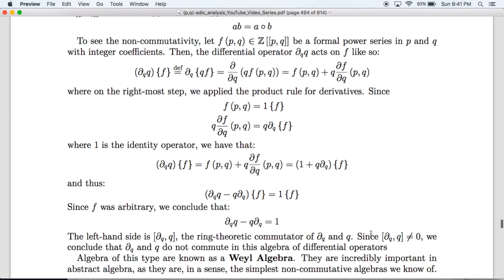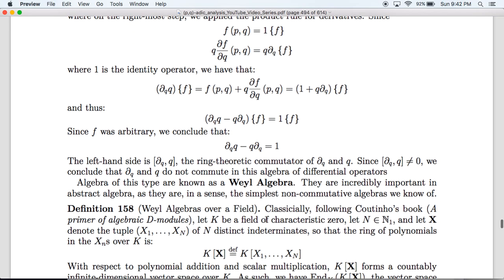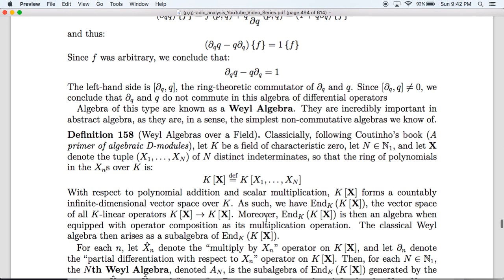In addition, since the commutator of ∂_Q and Q is not equal to 0, we conclude that these two operators do not commute, and so these two elements of our algebra are non-commutative. And algebras of this type, generated by relations of this type, are known as Weyl algebras, and they are incredibly important in abstract algebra, as they are, in a sense, the simplest non-commutative algebras we know of.